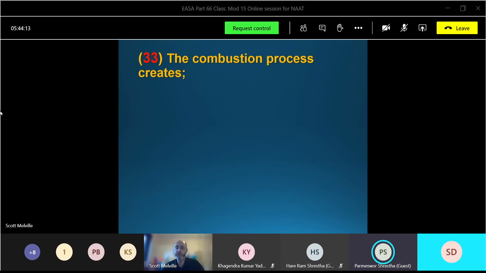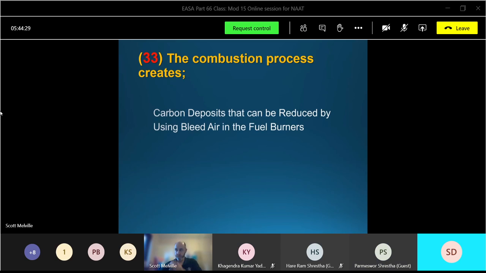What does the combustion process create, apart from a big flame? Carbon. Yeah, carbon. Hydrocarbons, monoxide. Yeah, carbon deposits that can be reduced by using bleed air in the fuel burners. By having that air going through the burners that we saw in the atomizers, that helps prevent carbon from building up and keeps them clean. That can be a problem for engines starting as well.